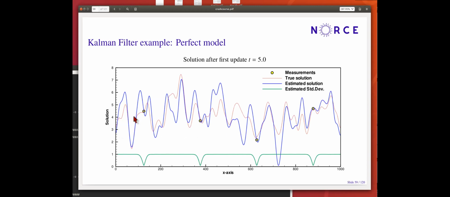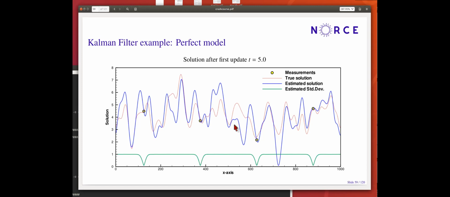The red curve here is the true solution that I'm trying to estimate. Everything is propagating to the right in this direction. And the blue curve is my estimate from the Kalman filter. Now I have these measurements and I have computed one update. This is the initial variance equal to 1. From this first update, I have reduced the variance at the measurement locations. So you see that the blue curve is close to the red curve at the measurement locations, and it's further away at the other locations.